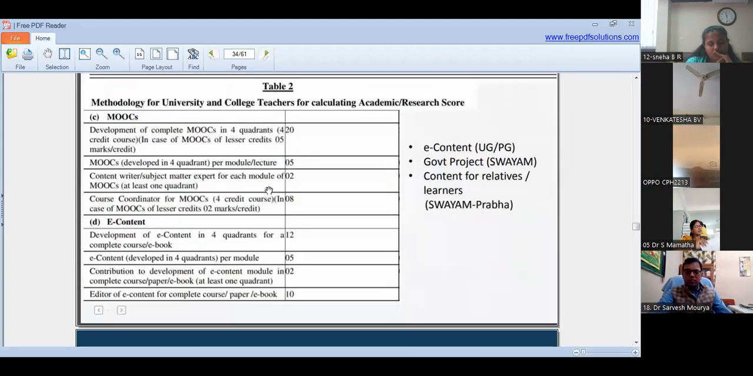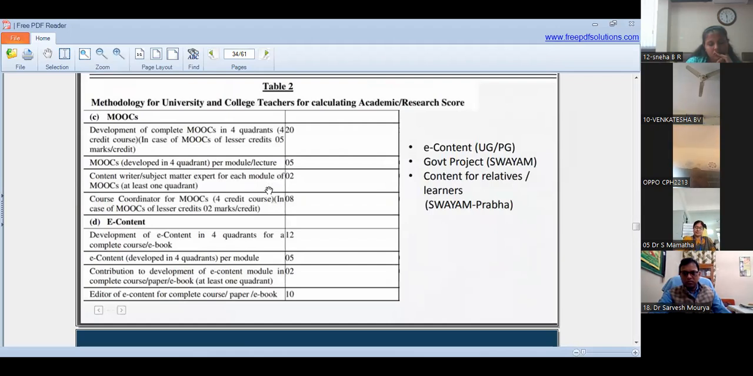Then, whatever work we are involved in under the MOOC courses is linked with our career advancement, or the APS course. Based on that, more weightage is given: any teacher developing a 4 credit MOOC course will be given 20 credits. This is under the 2018 UGC recruitment regulations.